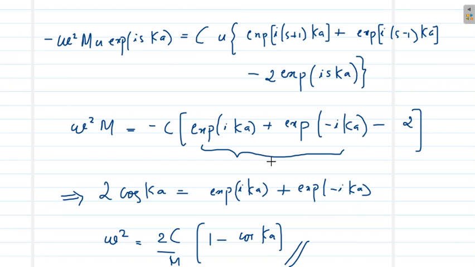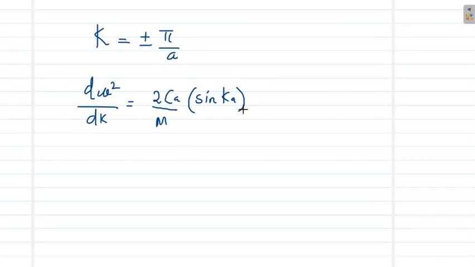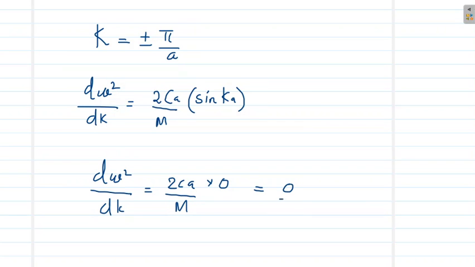So we have the relation between omega square and k. What will be the slope of this equation? It is given by the derivative of the function, d omega square by dk, which will be 2ca by m into sin ka. Now we know at the zone boundary when k equal to plus or minus pi by a, d omega square by dk will be equal to 2ca by m into sin(pi by a into a), which is sin pi, which is 0. So we know at the zone boundary the slope of the omega square versus k curve will be 0.